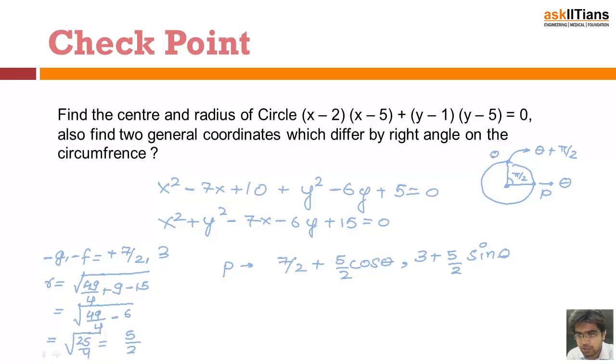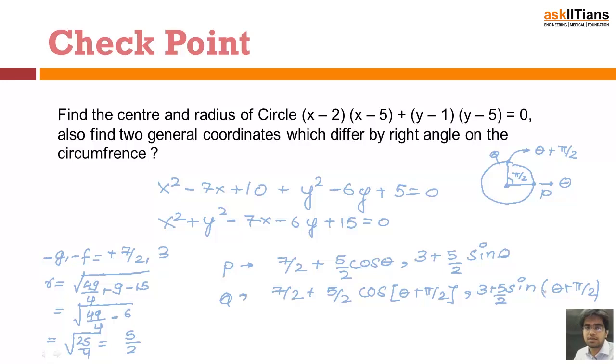Now if this point is Q, then point Q will be 7 by 2 plus 5 by 2 cos of theta plus pi by 2, comma 3 plus 5 by 2 sine of theta plus pi by 2. The points differ by a parametric angle pi by 2, so my angle will change. Okay, so this is how you write the parametric coordinates, cos of theta plus pi by 2 and sine of theta plus pi by 2.